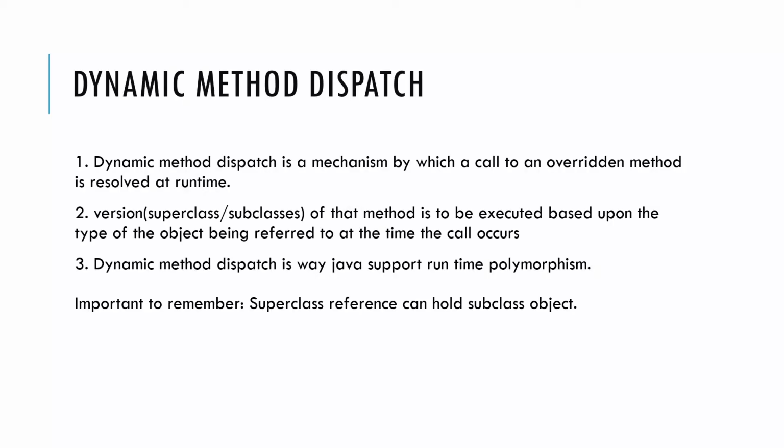In Java, we can do runtime polymorphism or dynamic method dispatch through overriding. Dynamic method dispatch is a mechanism by which a call to an overridden method is resolved at runtime, and which version of that method is to be executed is based upon the type of the object being referred to at the time the call occurs. One thing is important to remember: a superclass reference can hold a subclass object.